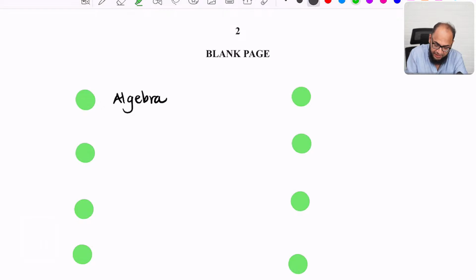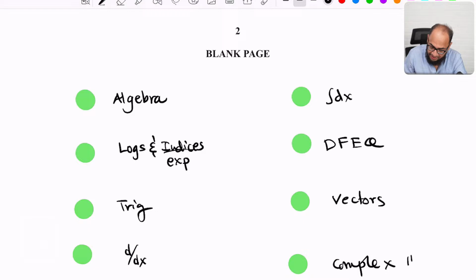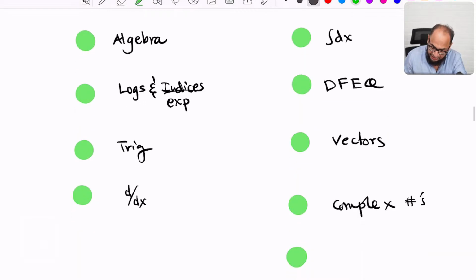So now, what are the main topics that we focus on? First of all, we can have a question on algebra. And let me put all the dots over here. And we can have a question on logs and exponential. Indices can also be used as the terminology, or we can write exponential. There is trigonometry, then there is differentiation, there is integration, the word problems of integration, that is known as differential equations. And then we have vectors. We have complex numbers. And then, of course, there is a ninth one. One more dot is needed. That is numerical solution of equations.